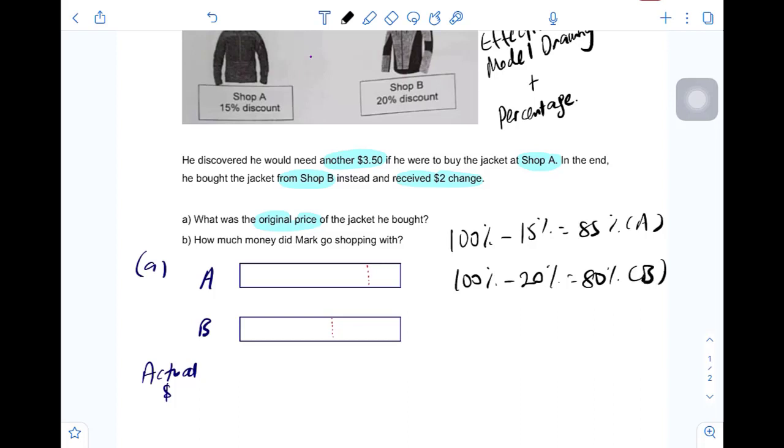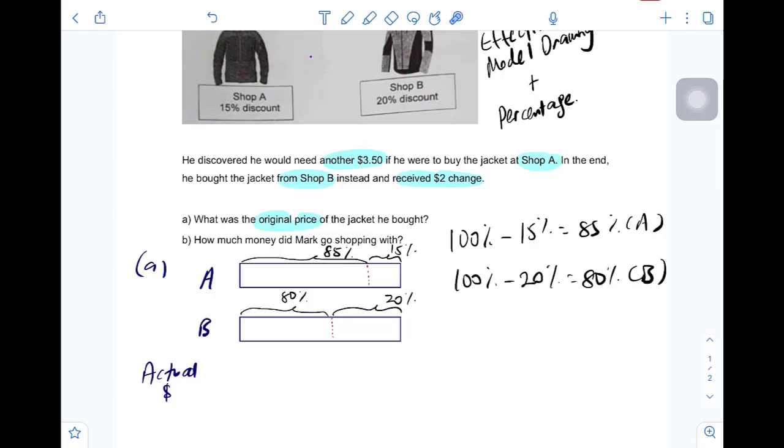Alright, so what we'll do now is draw our percentages in the model. So this section here will be 85%. This section here will be 80%. Okay, which means the balance, we can also find that out. This will be 15% discount. And over here will be 20% discount.